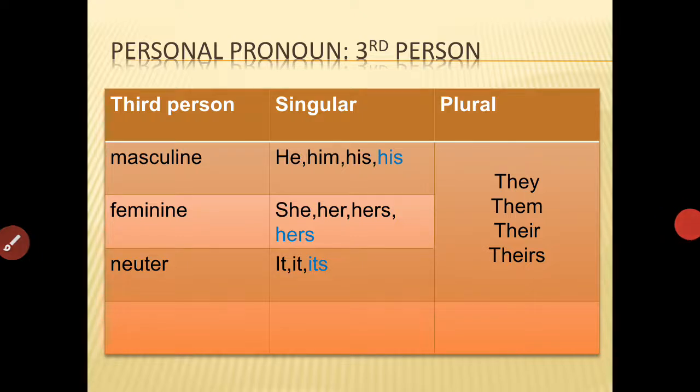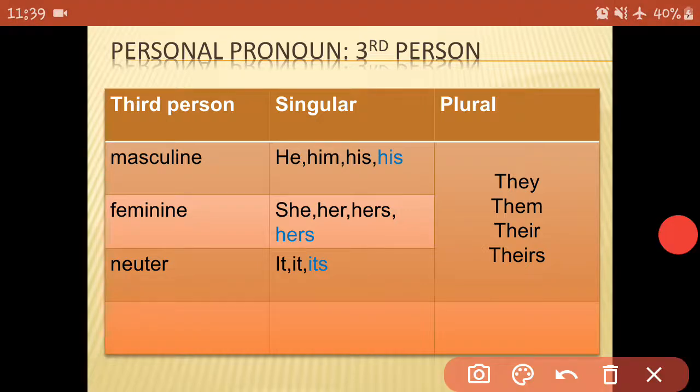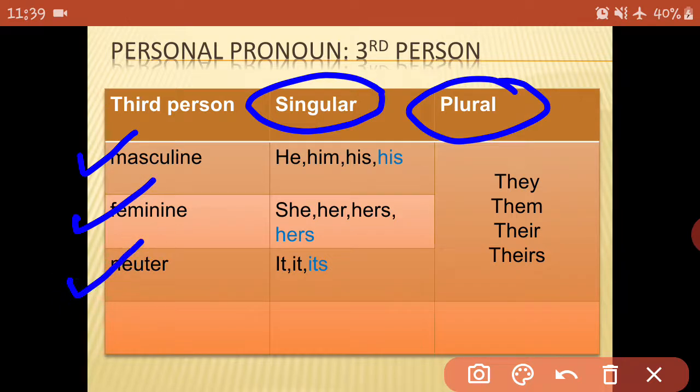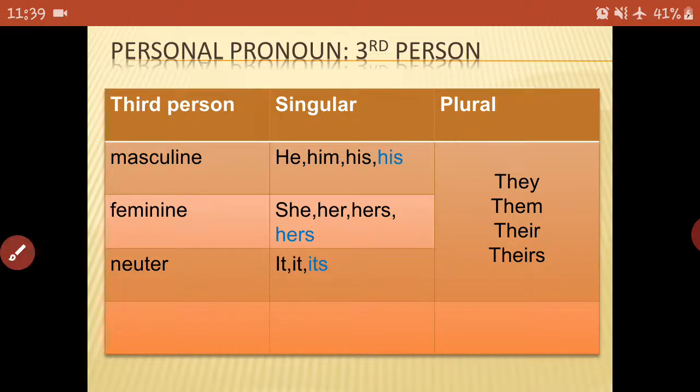Third person. Now third person is bifurcated into singular, plural, masculine, feminine and neuter gender. Masculine is for a boy or man, feminine gender is for a girl or woman, neuter gender is for things, animals, places. Same way, as I said, he, him, his, his.